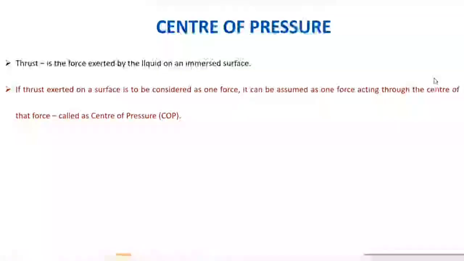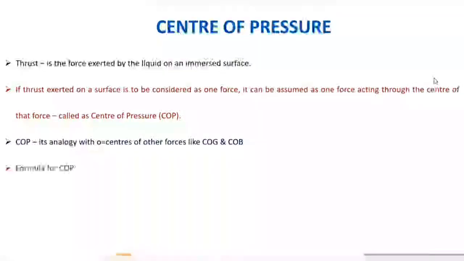If the thrust exerted on a surface is to be considered as one entity, one force, it can be assumed as one force acting through the center of the force called COP. So COP is called center of pressure, but it's actually the center of force of thrust. It's not the center where the pressure can be acting. COP has an analogy with other centers of forces like COG and COB, as I just told you. So you can connect with that better now. Now, to get the COP, there is a formula. The derivation of the formula is not part of our syllabus. It's given in the derivations if anybody wants to look at it at a later time.